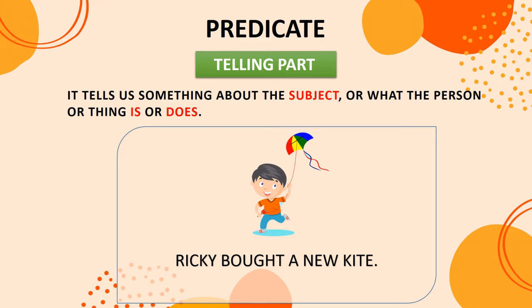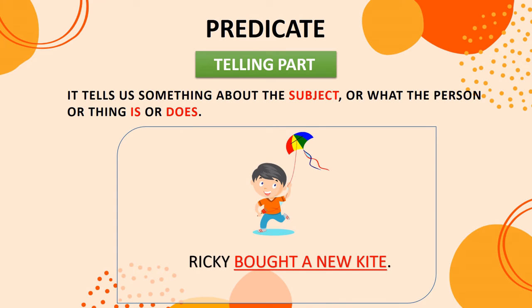Here again, Ricky bought a new kite. Tell me, what did Ricky do? He bought a new kite. So here, bought a new kite will be the predicate.